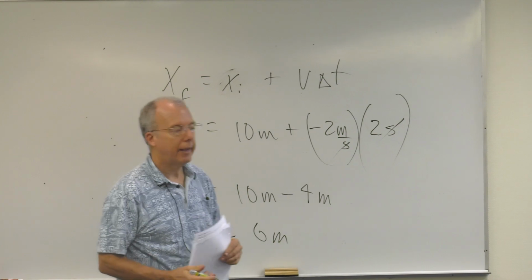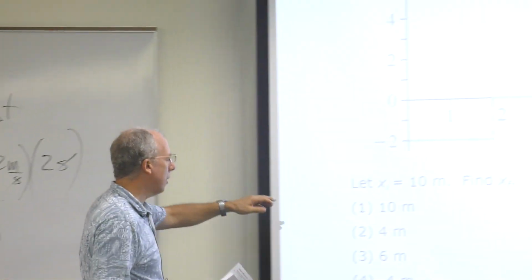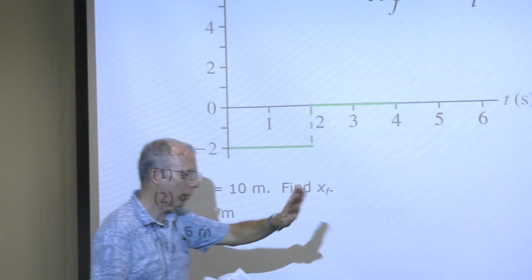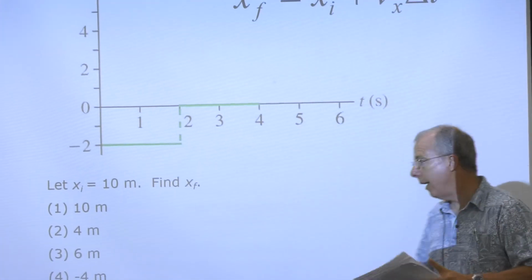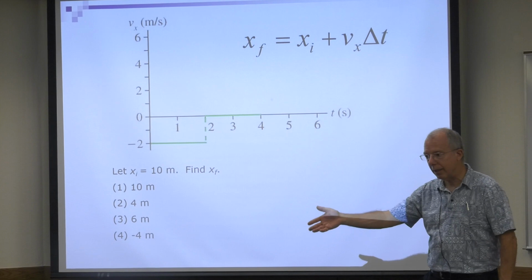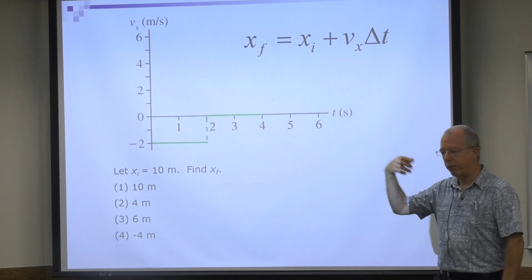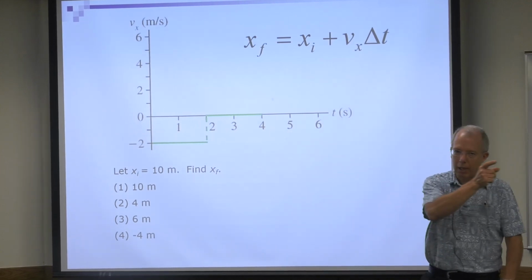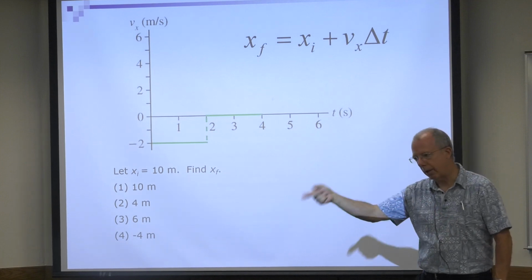Okay? And again, just think about it. If you start somewhere over here at 10 meters, and then you go to the left at 2 meters per second for 2 seconds, that means you move to the left 4 meters. So if you start out at 10, you move 4 to the left, you're at 6.